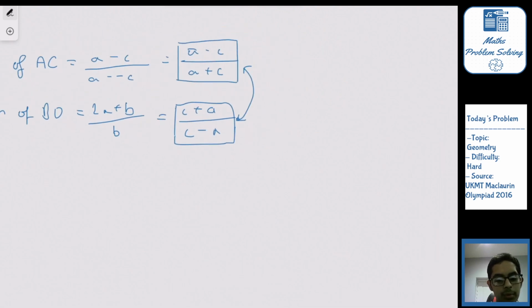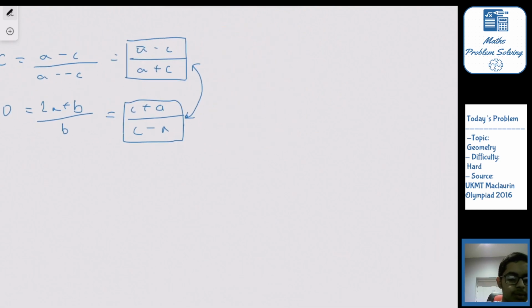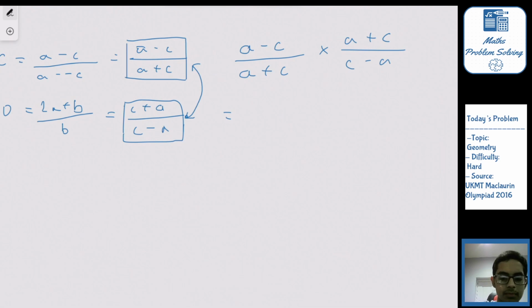So now let's prove that these two are perpendicular. If two lines are perpendicular, then their gradients multiply to give -1. Therefore A minus C divided by A plus C, times A plus C divided by C minus A. So now let's see what this gives us. A plus C and A plus C from both fractions cancel out. So we get left with A minus C divided by C minus A, which equals -1, but I'll prove it in case you don't quite see it yet.